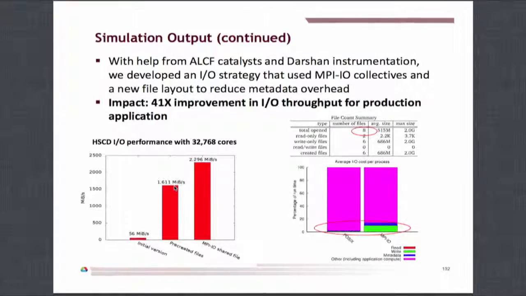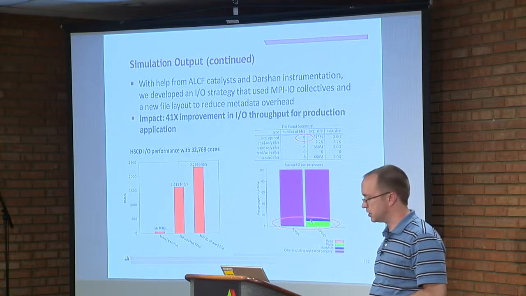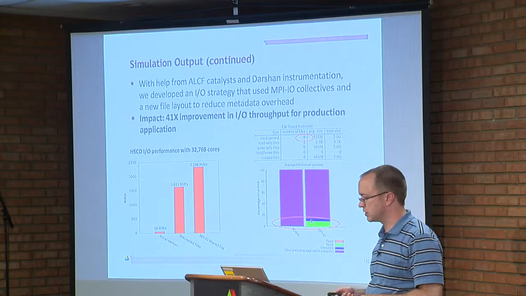So the next change, which was actually a code change to the application, was to move to one big shared file and use collective MPIO operations to write it. So once they did that, their number of files went from 16,000 down to 8. The file's a lot bigger, and somewhere around 15% of their time is spent doing I/O instead of 40%. So that won them back a lot of computation time in their allocation in this case.